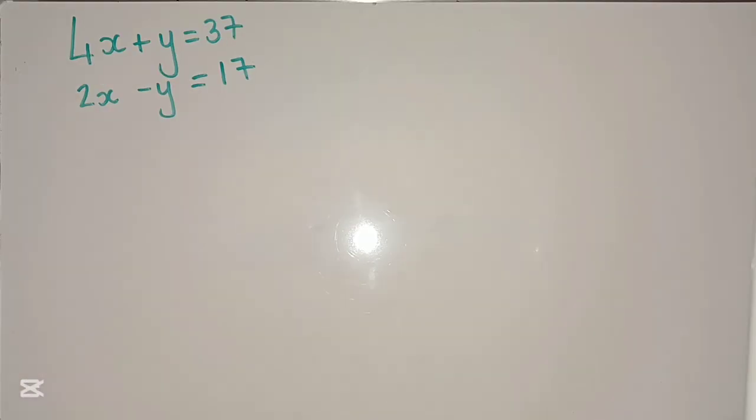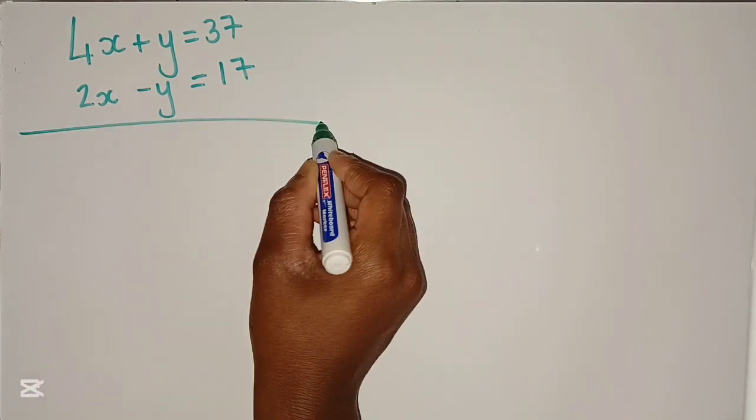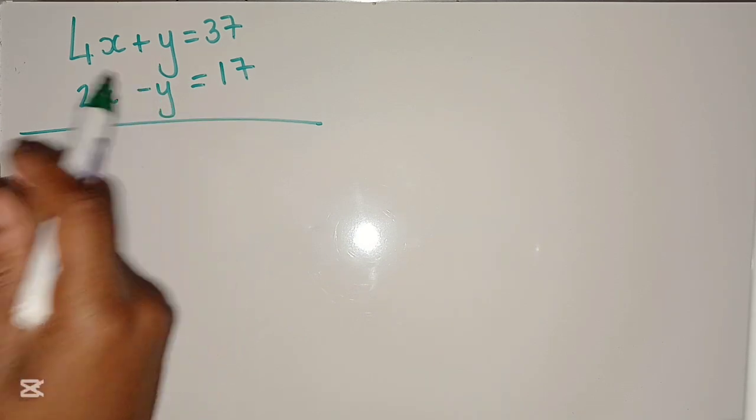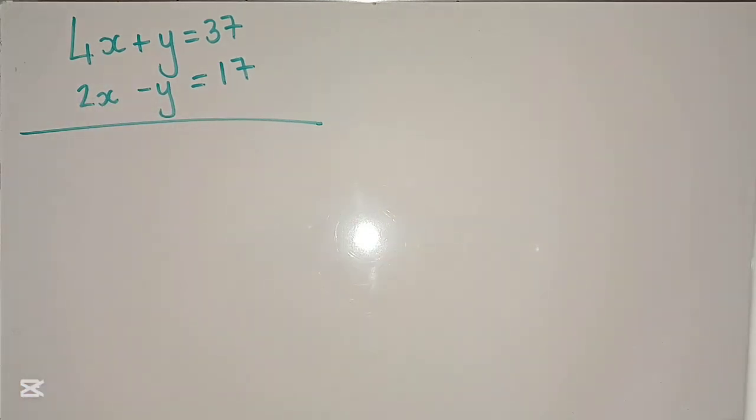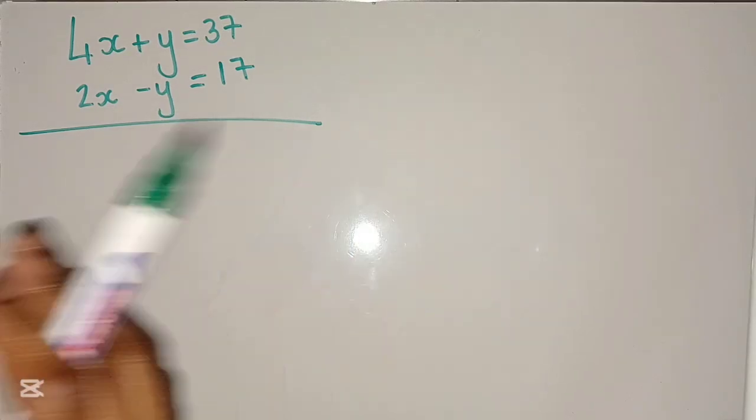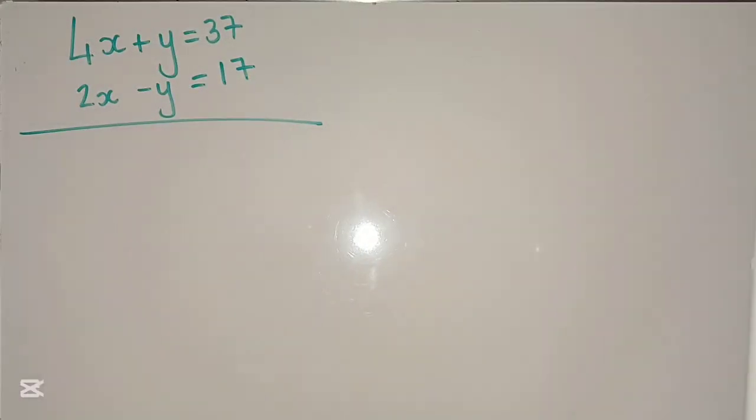In our second example, we have 4x plus y equals 37 and 2x minus y equals 17. The first step is to eliminate a variable. I will choose to eliminate y. Even if you decide to eliminate x first, it's still the same. You'll still get the same answer. But I will try and eliminate both variables. So for this step, I'm going to eliminate y, and in the other step, I will eliminate x, just to show you that you will still get the same answer regardless of which variable you choose to eliminate first.